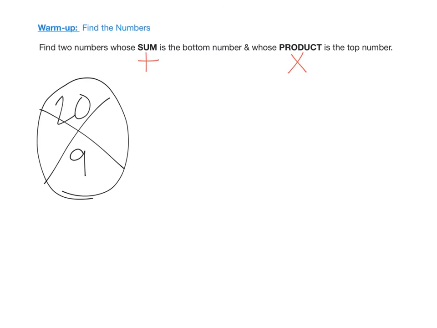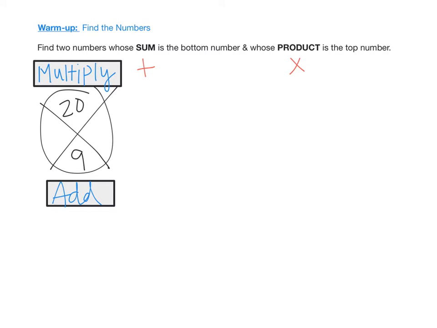Now, remember, sum means two numbers added together, and product means two numbers that are multiplied together. To make this a little easier, I'm going to label 20, the number on top, as the product of our two numbers. So really, we have to find what two numbers multiply to 20. And then on the bottom, I'm going to label that number 9 as add, or that's our sum. We want those same two numbers to add to 9.